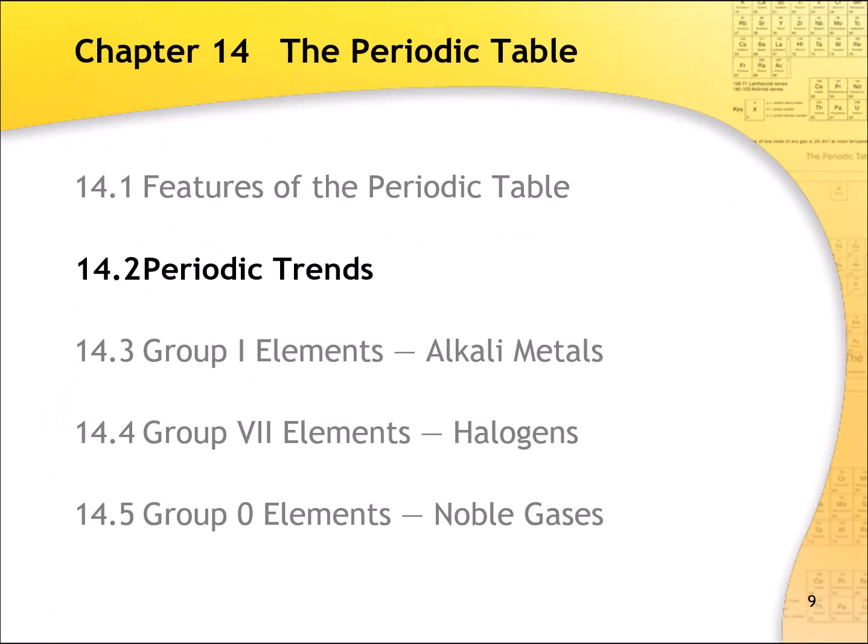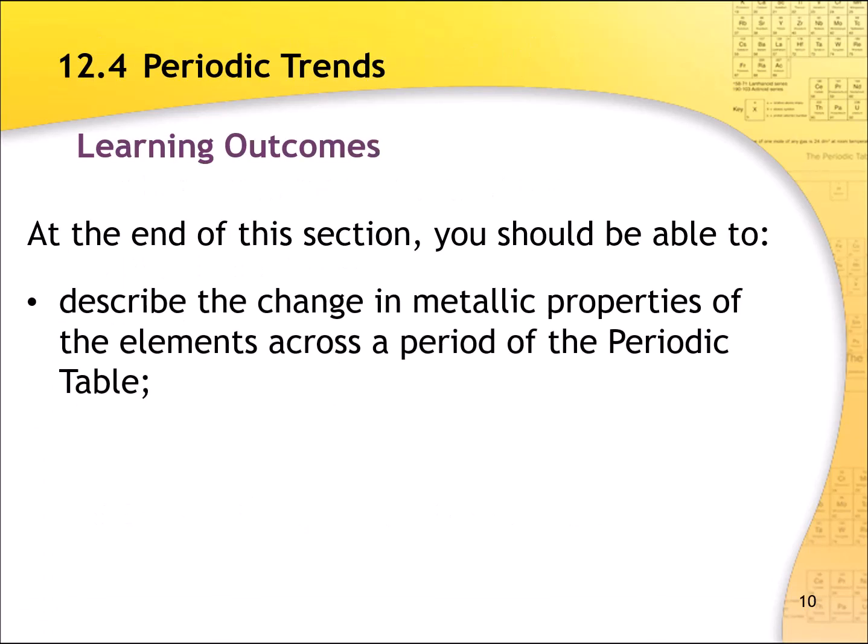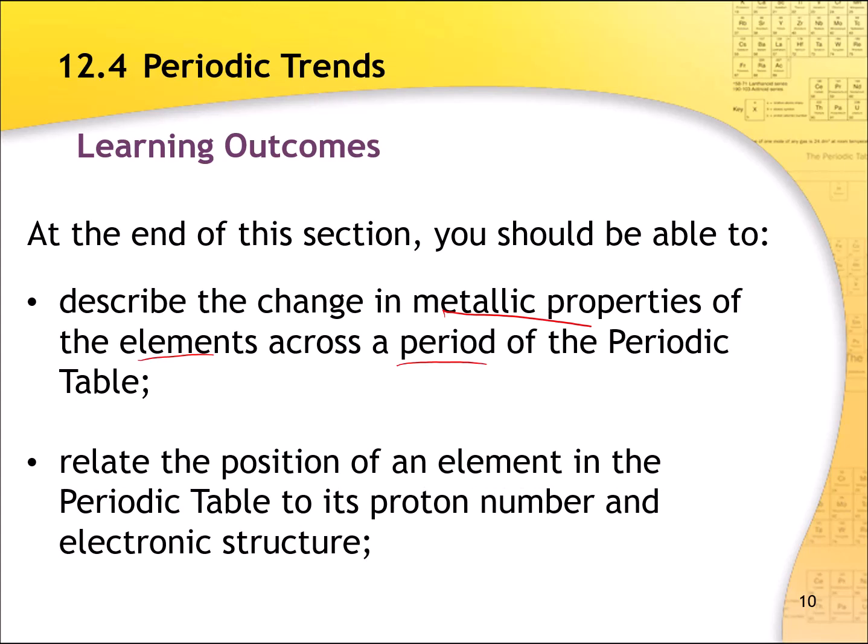The periodic trends. In this section, you are learning about the change in metallic properties of elements across the period of the periodic table, and also relating the position of the element to its proton number and electronic structure. In other words, in which row and which column an element is placed depends on its proton number and its electronic structure.